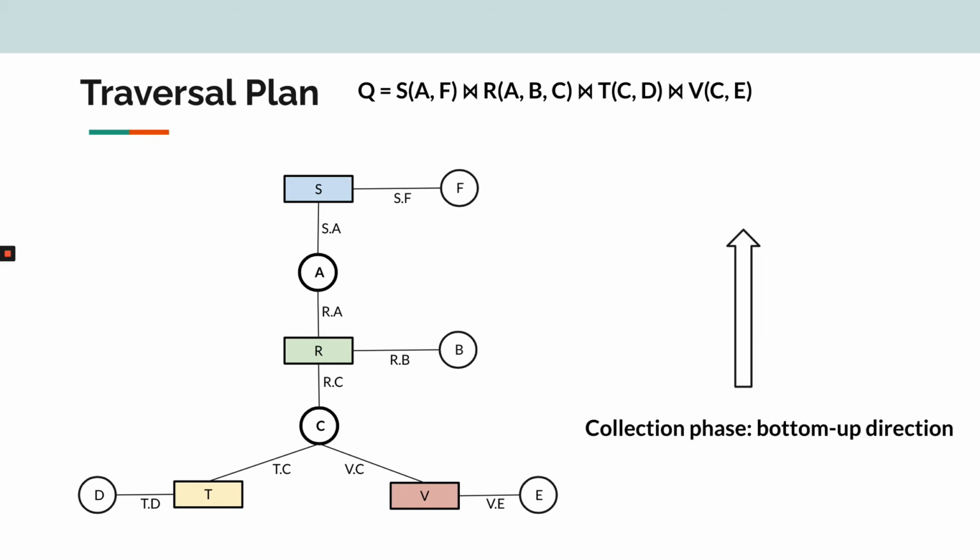Then we go into the collection phase. In bottom-up traversal, collect the output tuples. Marked edges guide the collection phase, and that's how we end up only visiting the vertices of the reduced subgraph.